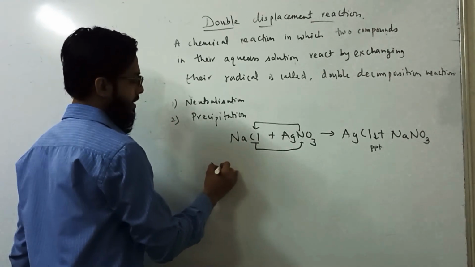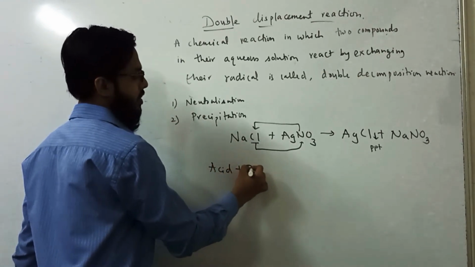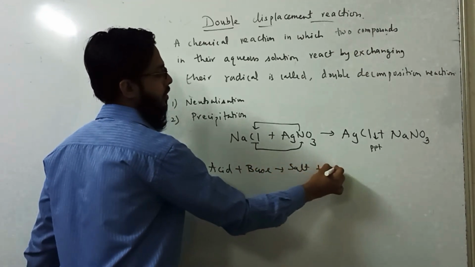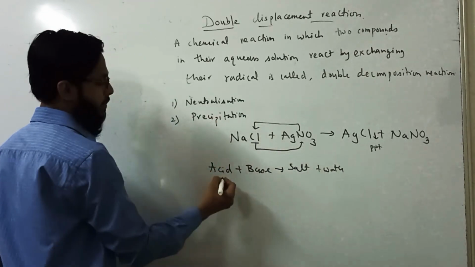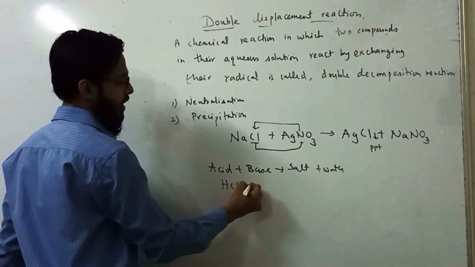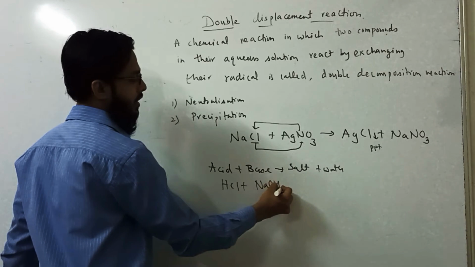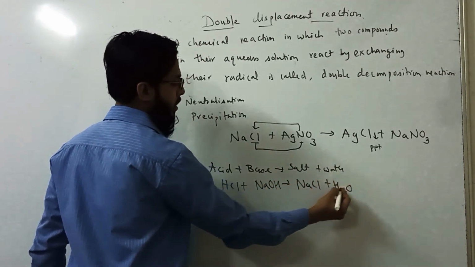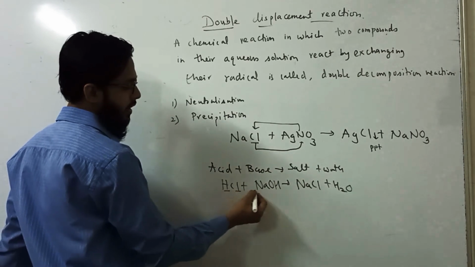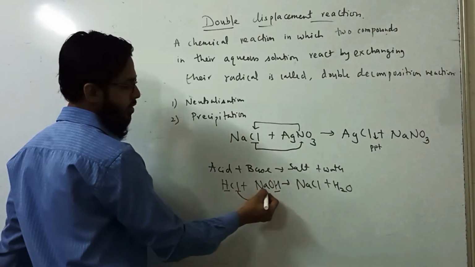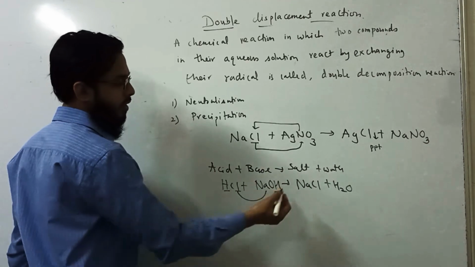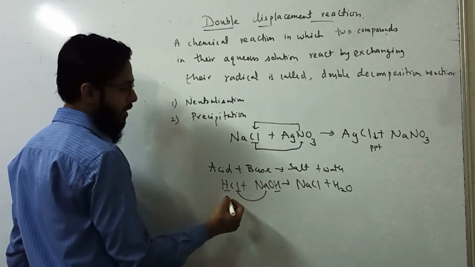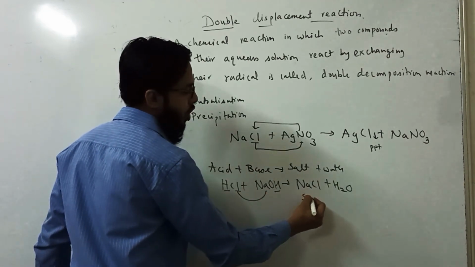Neutralization reaction is acid-base reaction. When acid reacts with base, it forms salt and water. This is also a double displacement reaction. For example, HCl when reacts with sodium hydroxide, it forms NaCl plus H2O. Here also the radicals are exchanged. Cl goes here, H2 is formed, HOH, H2O, NaCl. But here the substances are soluble in water.